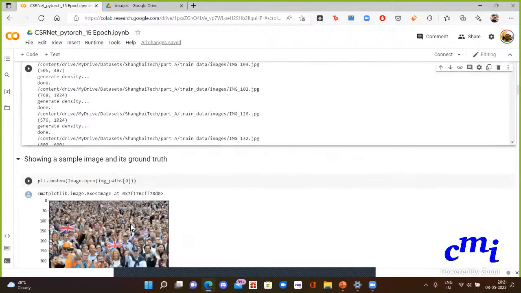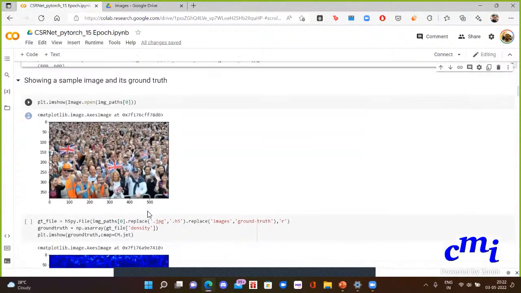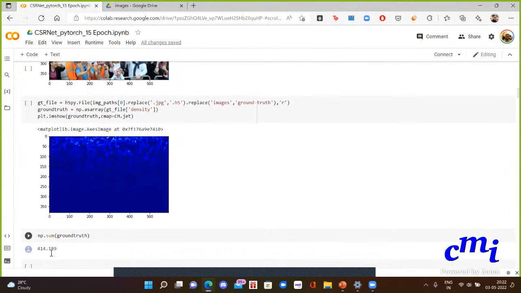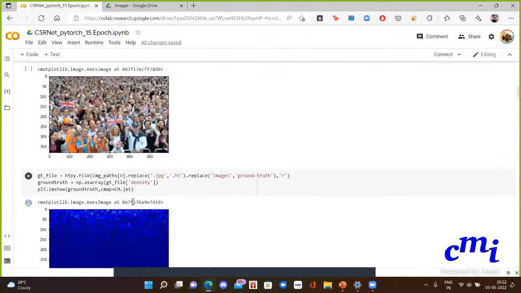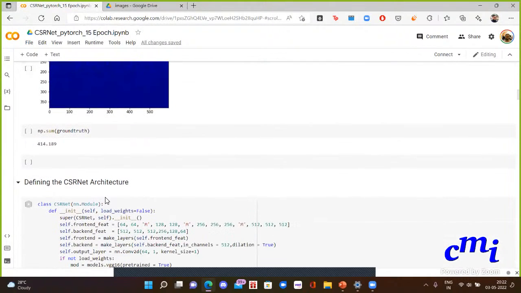Now, if we see one sample image, here we have generated this feature map to extract the ground truth, and the ground truth is given as 414. So for this image, the ground truth is 414. I would not say it is exact, but approximately that's the number we can get, because we can't actually do it manually.